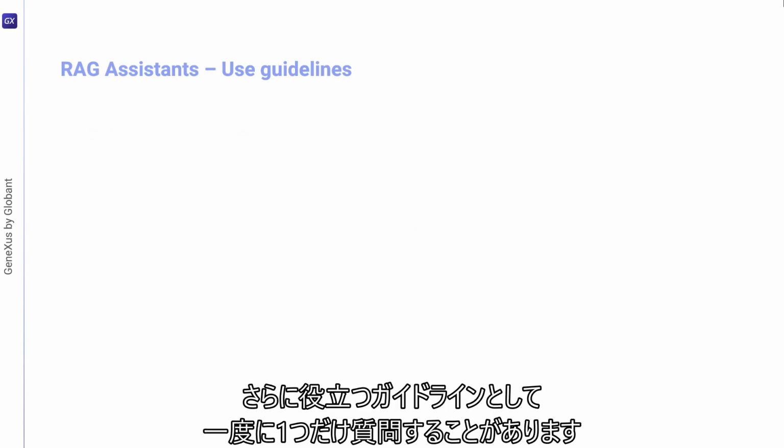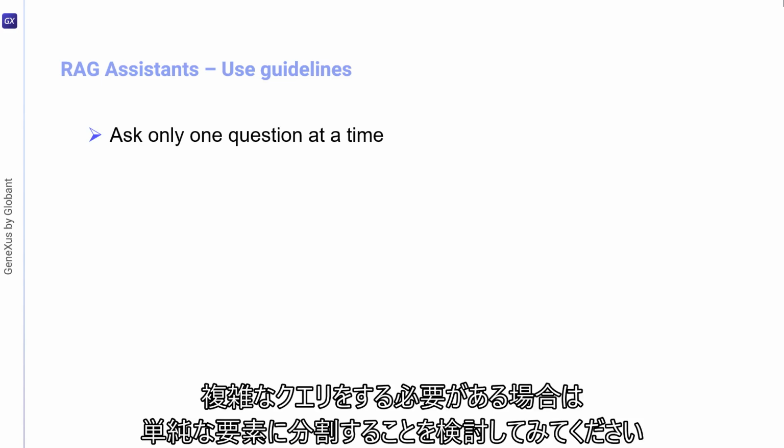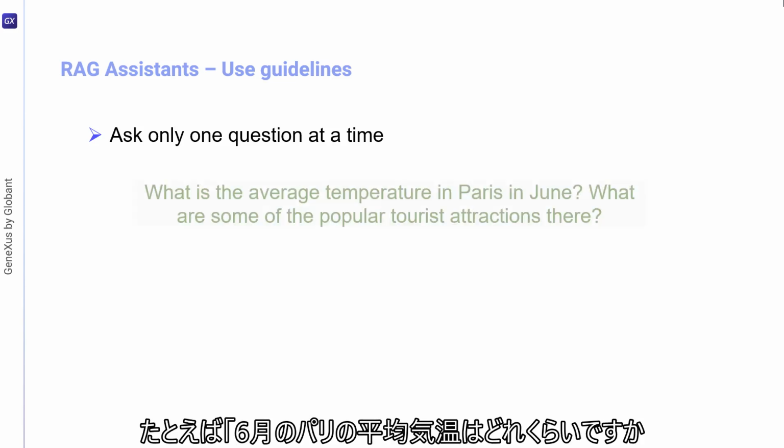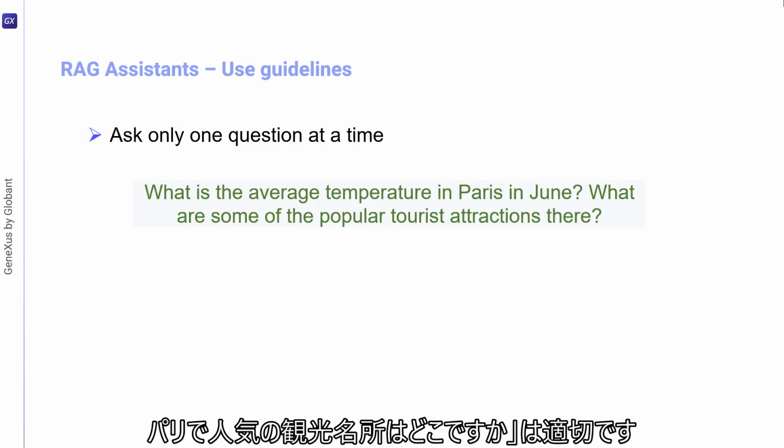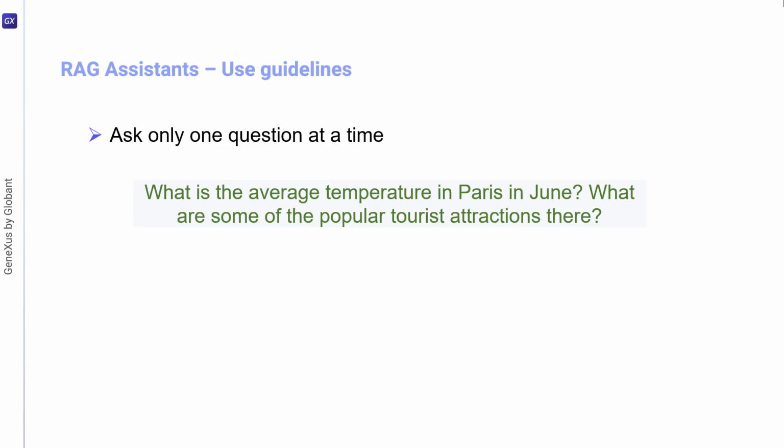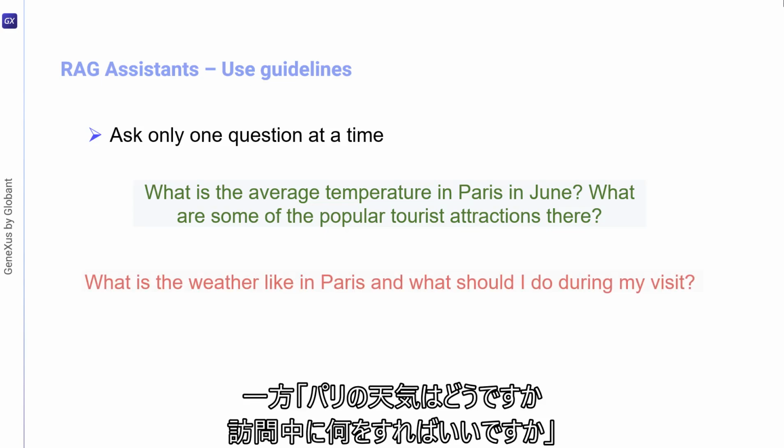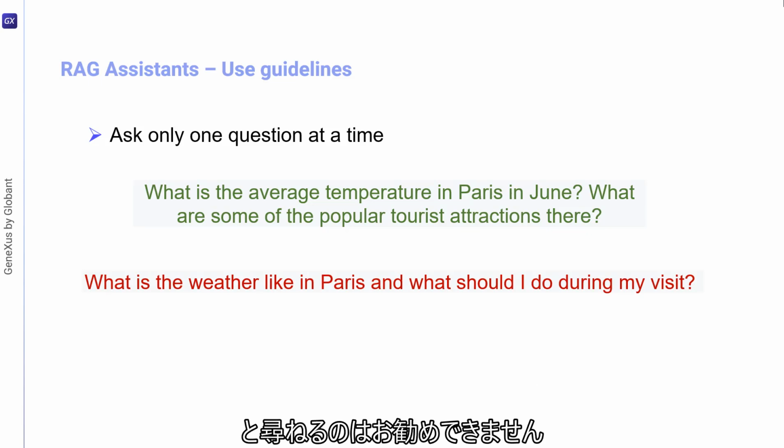Another useful guideline is to ask only one question at a time. If we must ask a complex query, it's good to consider breaking it down into simpler parts. A correct example would be, what's the average temperature in Paris in June? What are some of the popular tourist attractions there? On the other hand, it would not be advisable to ask, what's the weather like in Paris and what should I do during my visit?